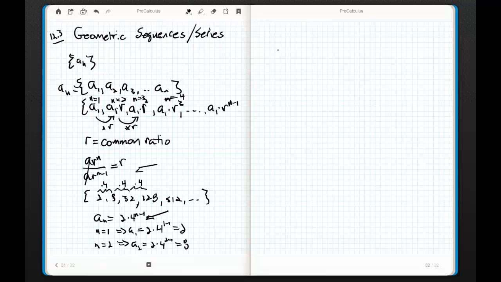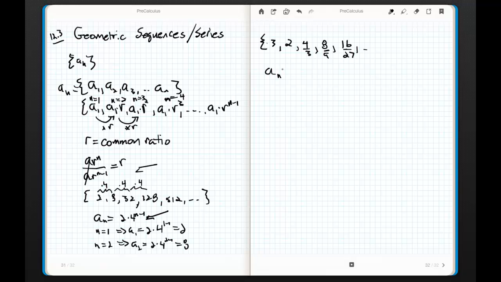It appears to work. So if I throw something at you like this: 3, 2, ooh, this is looking weird, 4 thirds, 8 ninths, what else? 16 twenty-sevenths. Now, is this arithmetic? Can I come up with a rule? What is A sub n? Well, we know what A sub 1 is. A sub 1 is 3. So the question is how do I get from this term to this term? What am I multiplying by?